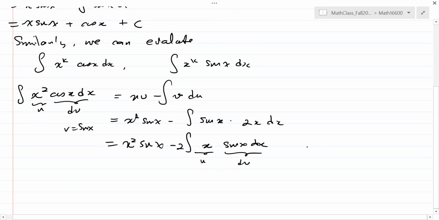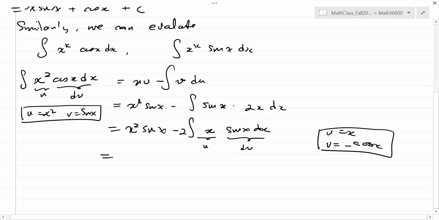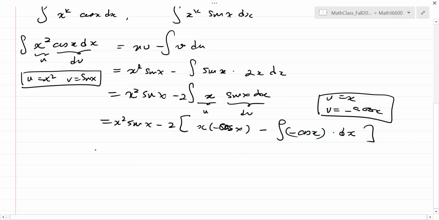So here u equals x squared, because this is a part. And here u is going to be x, v equals negative cosine x, because when you differentiate negative cosine x, you get sine x. All right, so now you apply the formula again. That's uv, right? U times v, so x times negative cosine x, minus v, negative cosine x, times du, so dx, okay? Be careful about the negative sign.